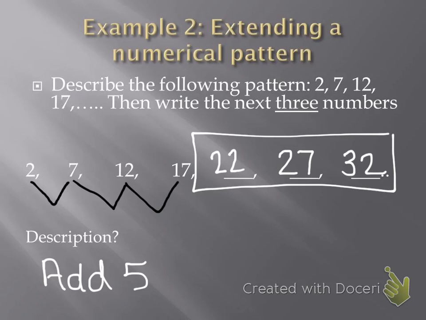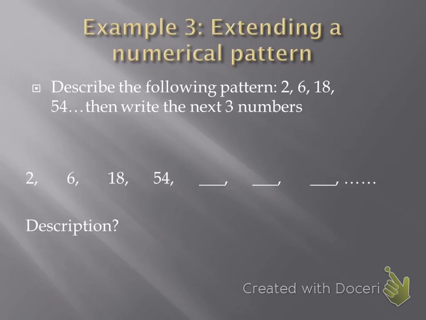Okay, now in example 3, example 3 is very similar to example 2, except now I'm going to have a different type of pattern here, but it's still the same concept. I'm looking at how the numbers progress through this data set. So again, we describe the pattern first. We first have to figure out what the pattern is, then we figure out what the next three numbers are. So how do I get from 2 to 6, from 6 to 18, and from 18 to 54?